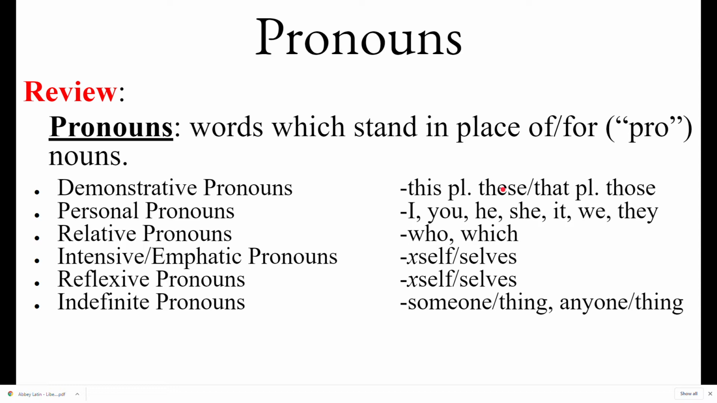This is something that is close by, plural these things which are close by. This is opposed to that. That is over there, plural those things over there.